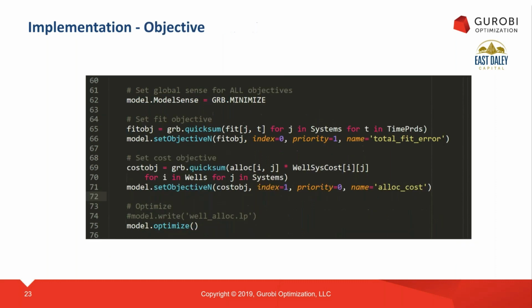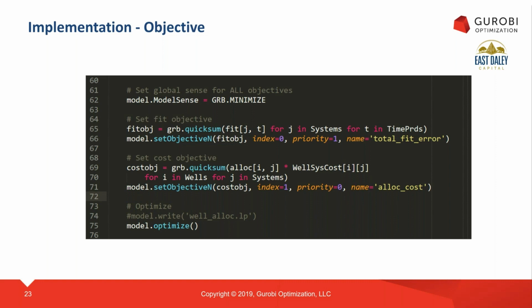So now to the objective function. We wanted to minimize fit error and cost. The first thing we're going to minimize is the fit objective. This is one of the ways you can define multiple objectives. We set our objective with index 0. Our first objective, we're going to give it a priority of 1, saying that we want to solve it first, before lower priorities. And we're going to give it a name. Then we're going to set our cost objective to be the sum of all the costs, and say it's a lower priority than objective 0. And then we're going to make a call to optimize. So this is a very clean way of defining multiple objectives.